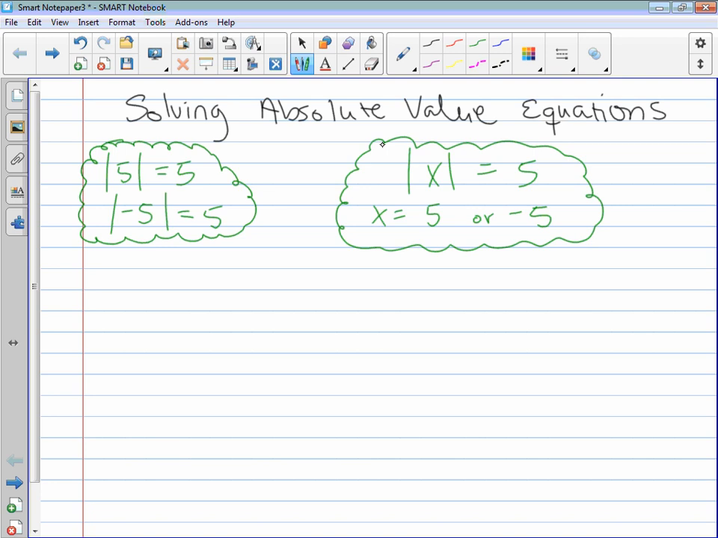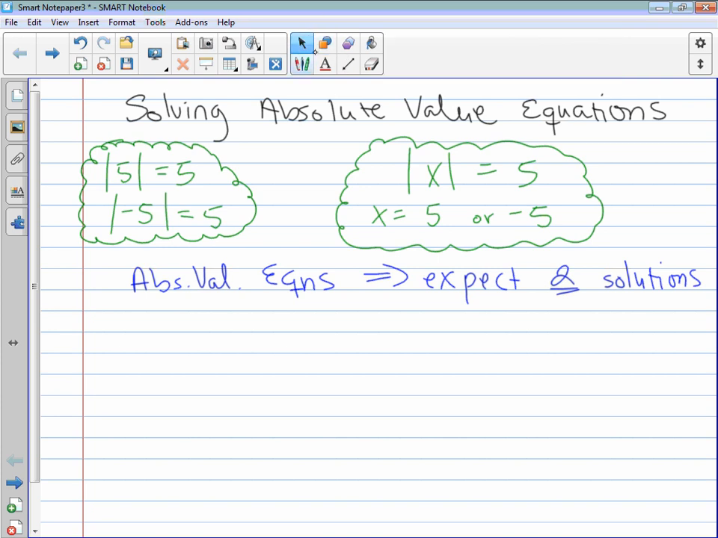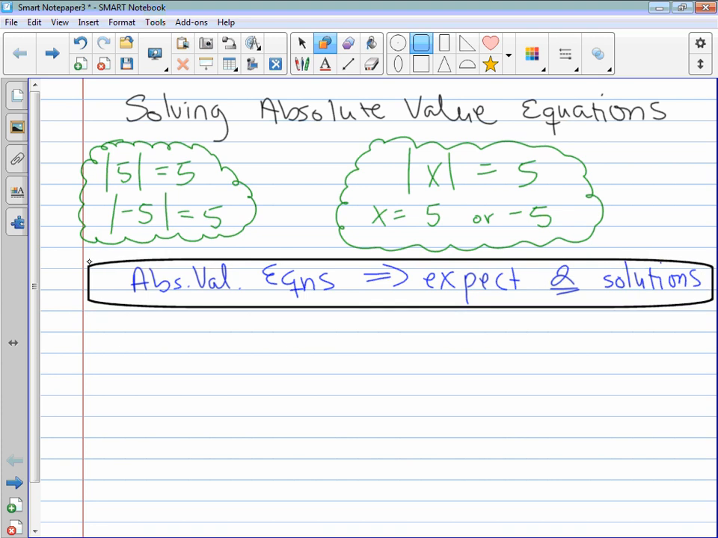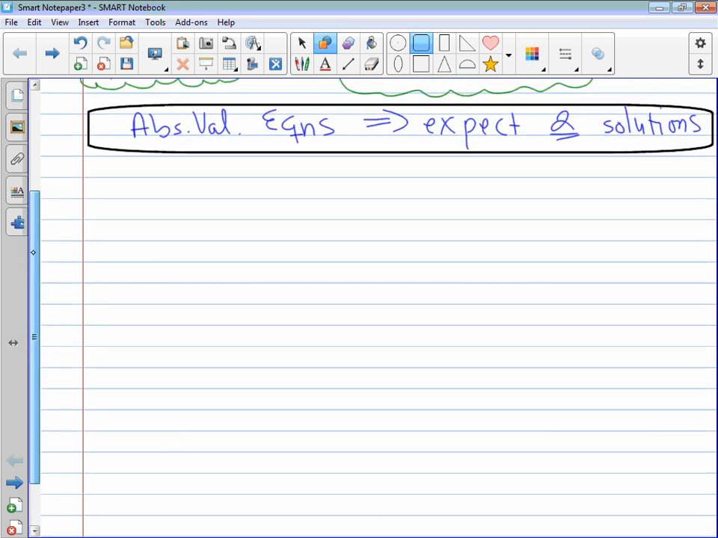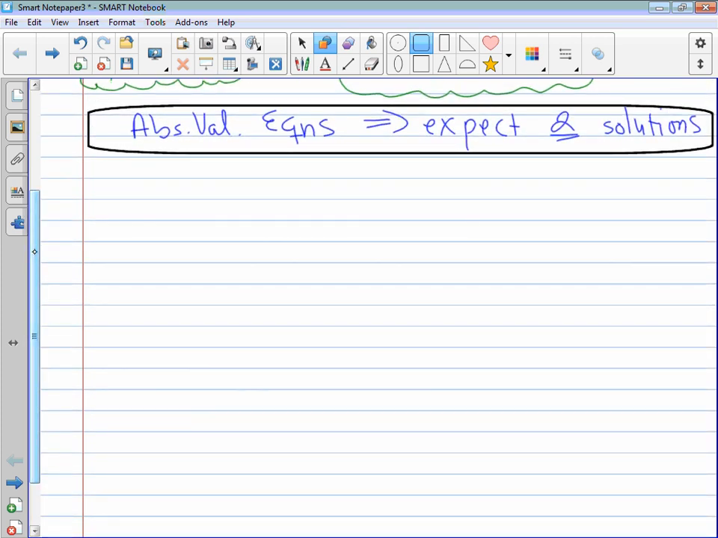But if you learn nothing else today, I like to make things important in boxes. So I'm going to shorten this: AbsVal Equations, expect 2 solutions. And let's throw a little box on. Where's my magic box? There it is. Bam! So that's the key thing you got to take away from class today. All right, let's jump into an example.